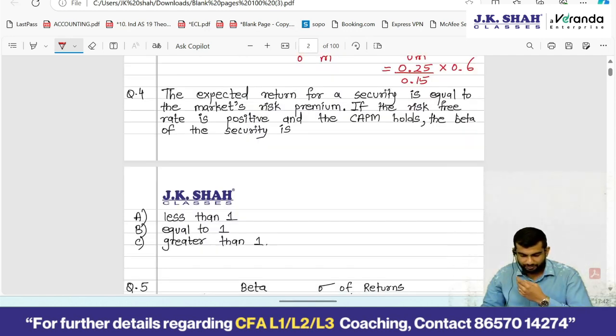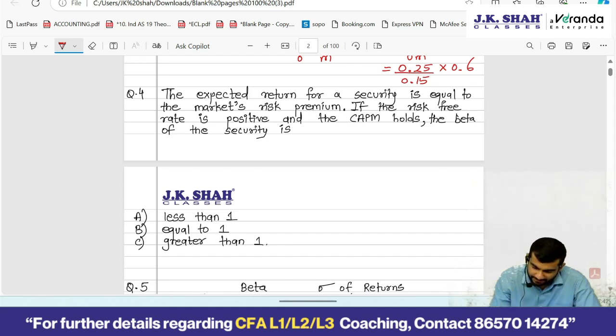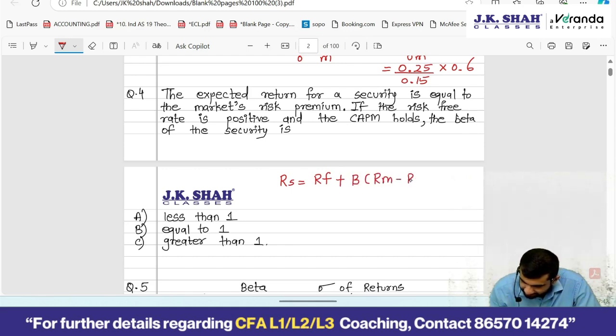Now they are asking you beta of the security and CAPM holds. First of all, what is the formula for CAPM? Return on security is equal to RF plus beta into RM minus RF.